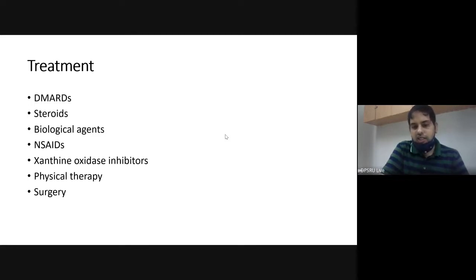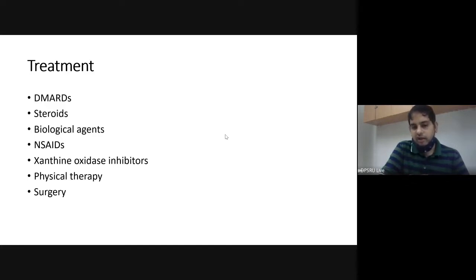And we use xanthine oxidase inhibitors for gouty arthritis. As I told you, gouty arthritis means uric acid is deposited in the joint. So we want drugs which will reduce the production of uric acid. Xanthine oxidase is one of the enzymes. If you see the cycle of uric acid production, maybe you have studied it in biochemistry class, there is a xanthine oxidase enzyme which helps in the production of uric acid.